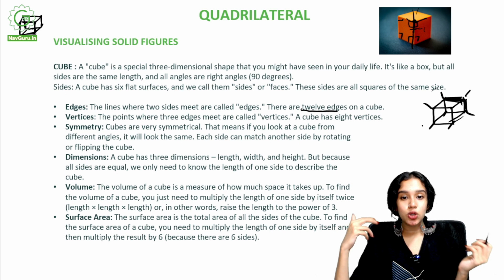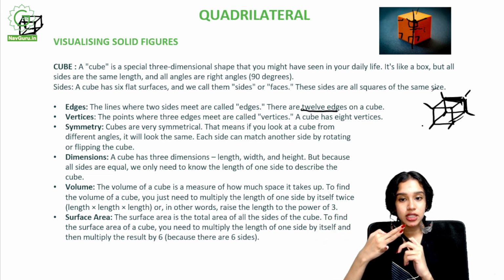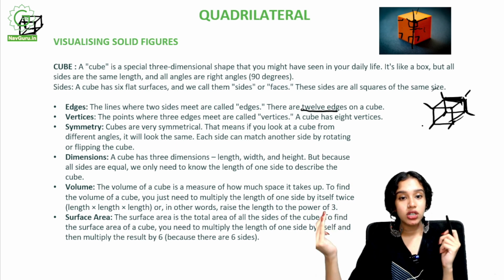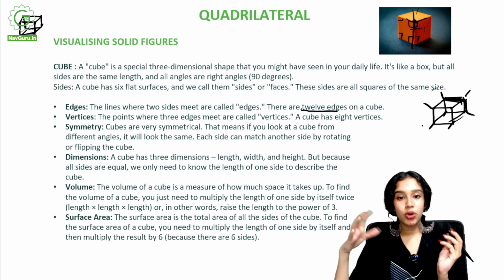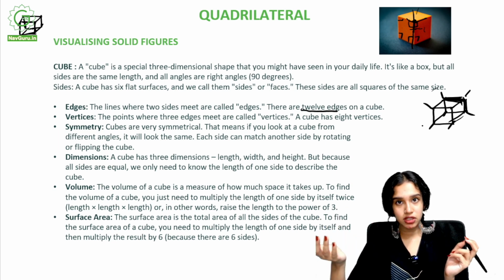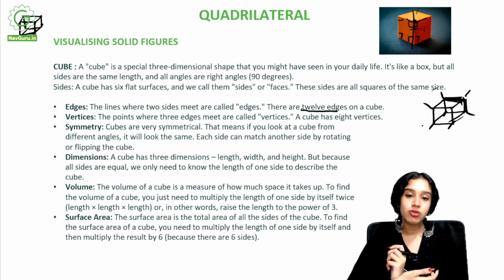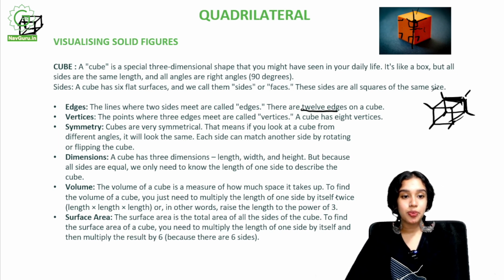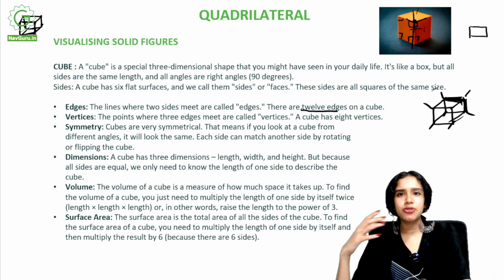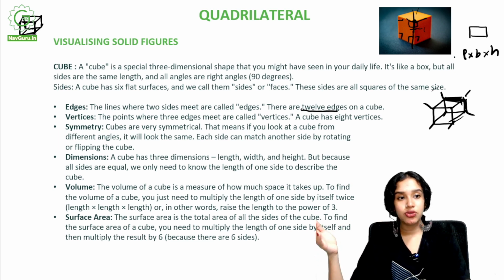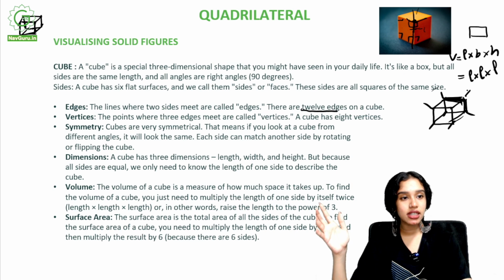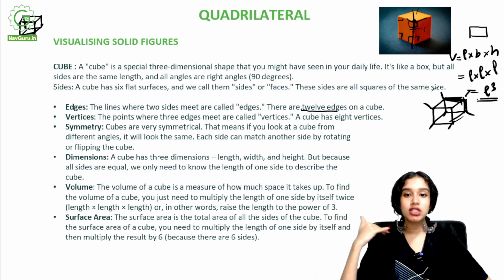Now, dimensions. A cube has 3 dimensions: length, width and height. But because all sides are equal, we only need to know the length of one side to describe the cube. Now, volume. Volume of a cube is a measure of how much space it takes up, just as we described before. To find the volume of a cube, you just need to multiply the length of one side by itself twice. In the case of a cuboid, we had different length, breadth and height, so we were multiplying length, breadth and height to find the volume. Here, length, breadth and height are equal, so everything is length. So this becomes L cube. L cube is the volume.